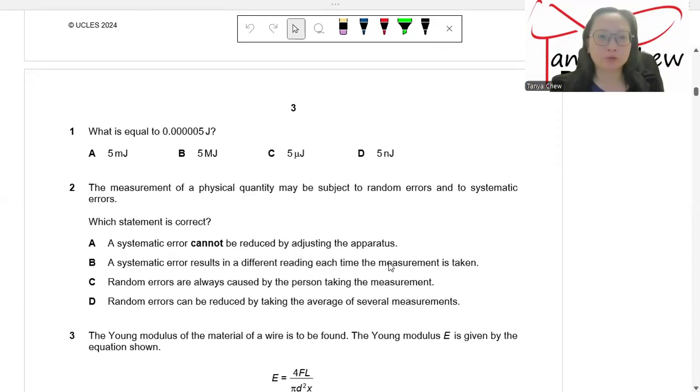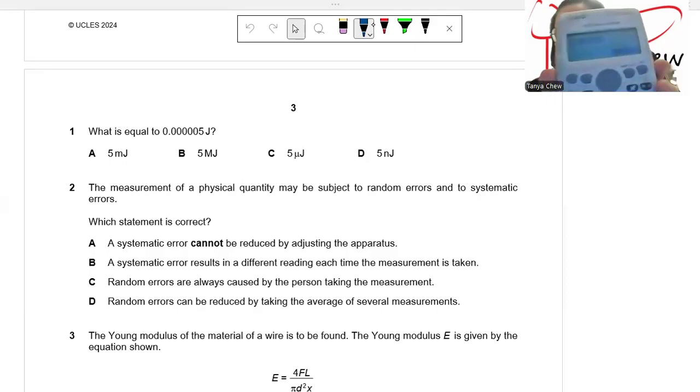Now, look at the first question. What is equal to 0.0000005 joules? Wow, there are so many zeros there, right? So what am I going to do now is, if you want to put all the values into your calculator, you just put 0.0000005, then you get this value.